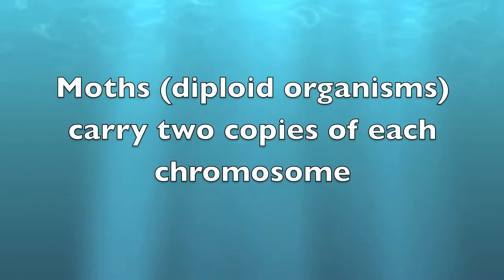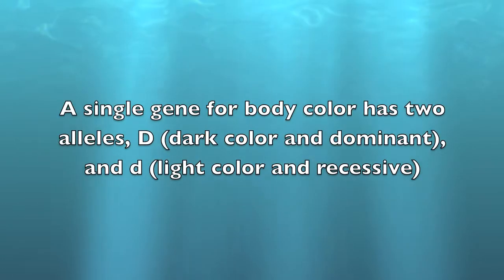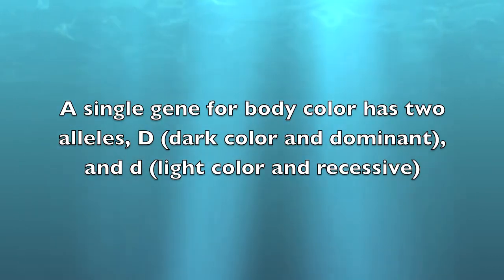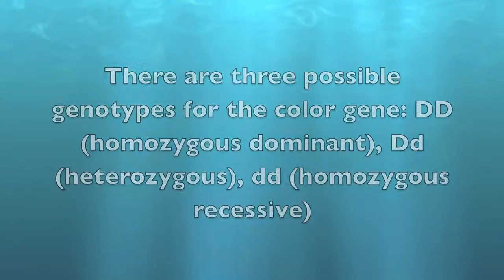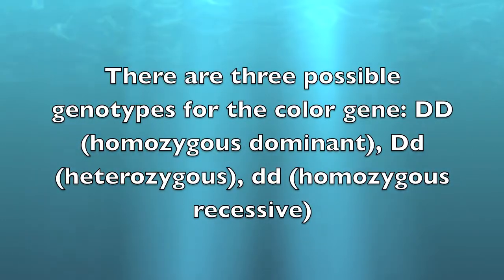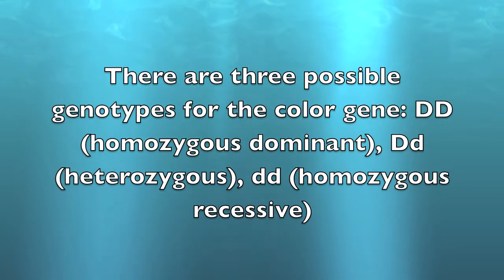Moths are diploid organisms and they carry 2 copies of each chromosome. A single gene for body color has 2 alleles, capital D, which is dark color and dominant, and lowercase d, which is light color and recessive. There are 3 possible genotypes for the color gene: capital DD, which is homozygous dominant, capital D lowercase d, which is heterozygous, and lowercase dd, which is homozygous recessive.